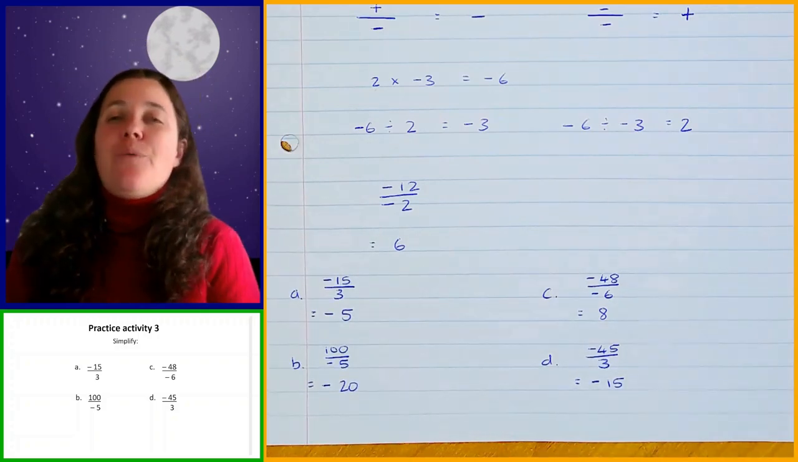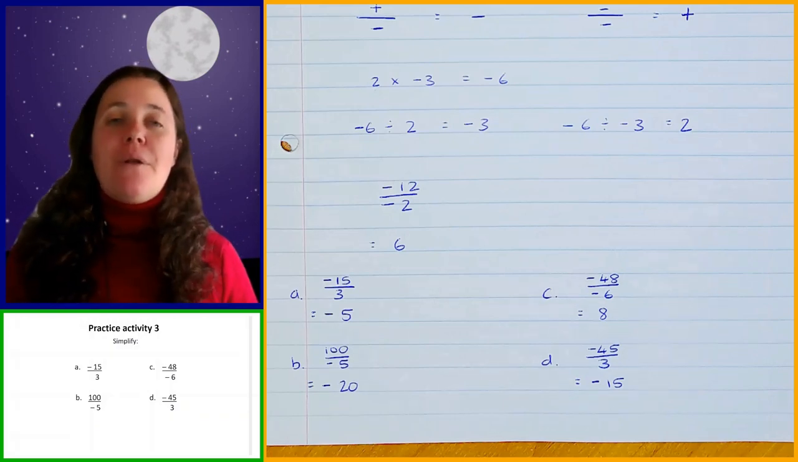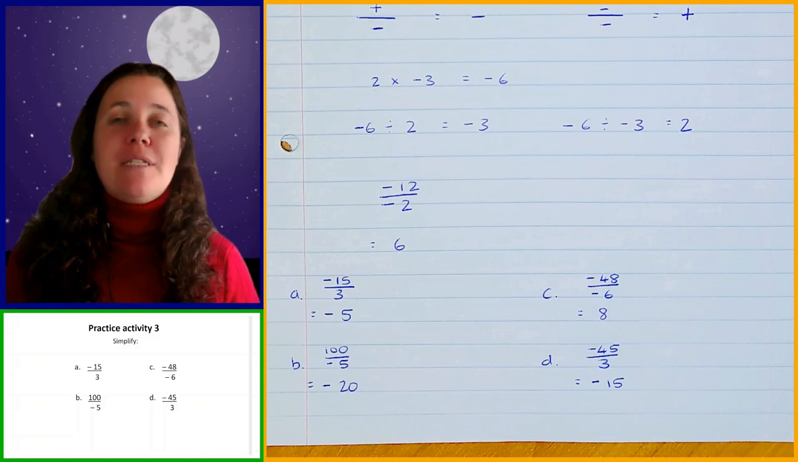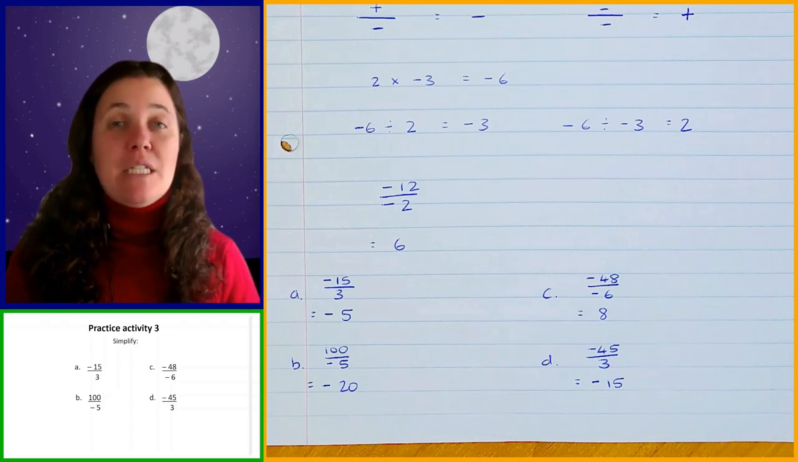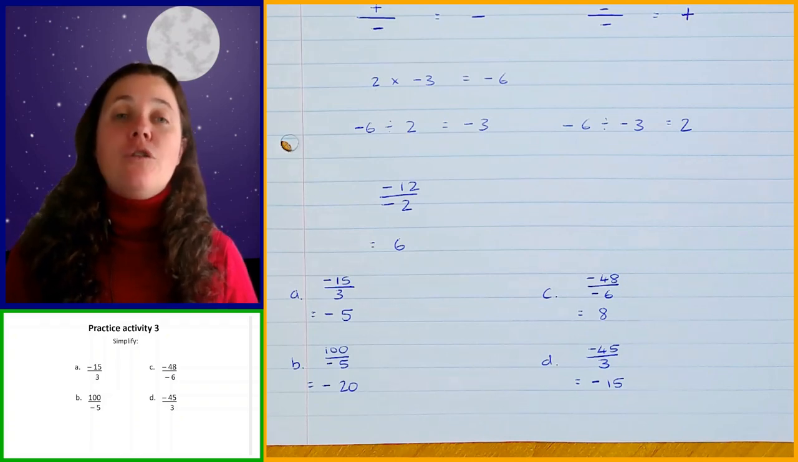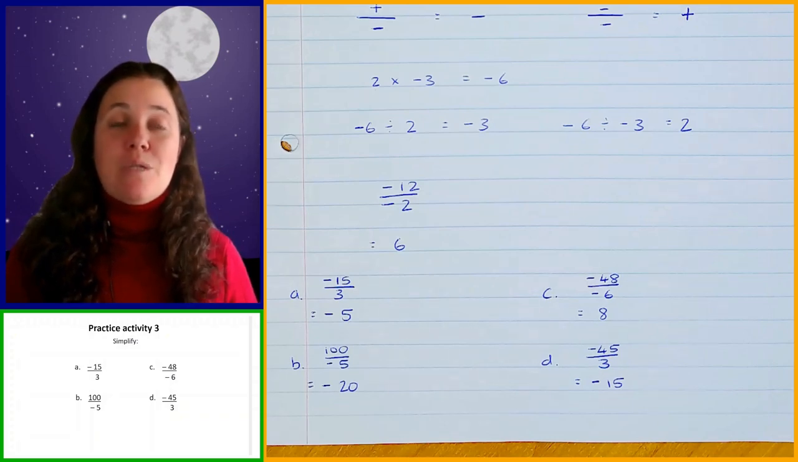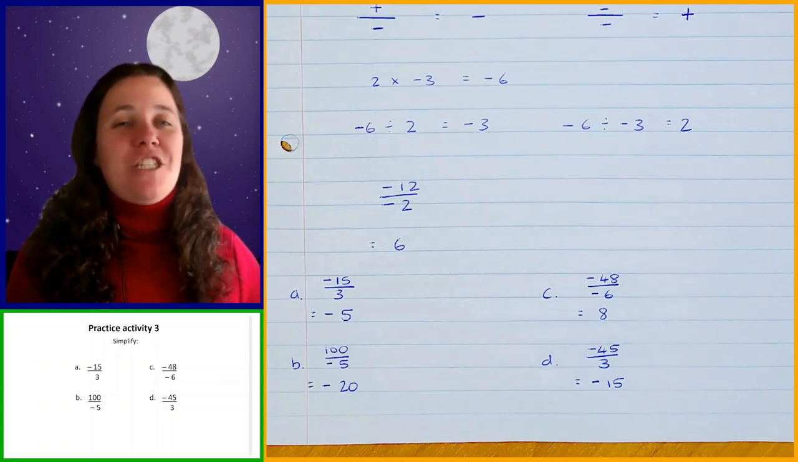Right, so that is how we do multiplication and division when we're working with integers. Remember, the number of negatives is important. You have to see how many negatives there are. If there's an odd number of negatives, your answer is going to be negative. If you have an even number of negatives, your answer is going to be positive. And then if you're multiplying, you multiply your absolute values together to get the number part of your answer. And if you're dividing, you divide your absolute values to get the number part of your answer as well. So that is multiplication and division using integers.